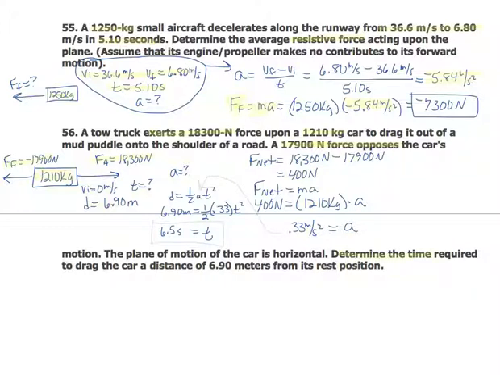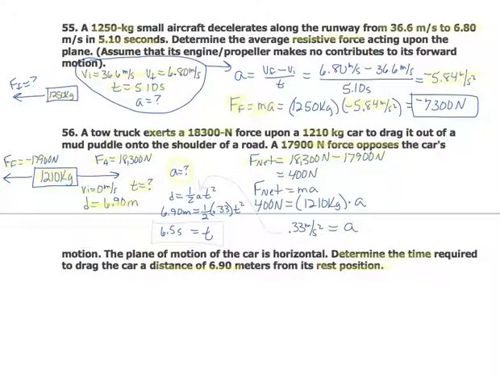Determine the time to drag the car a distance from its rest position. Initial velocity is 0. But the one thing that can relate distance, initial velocity, and time is going to be my acceleration, which I don't have. But I'm given enough information in my forces that I could find my acceleration.